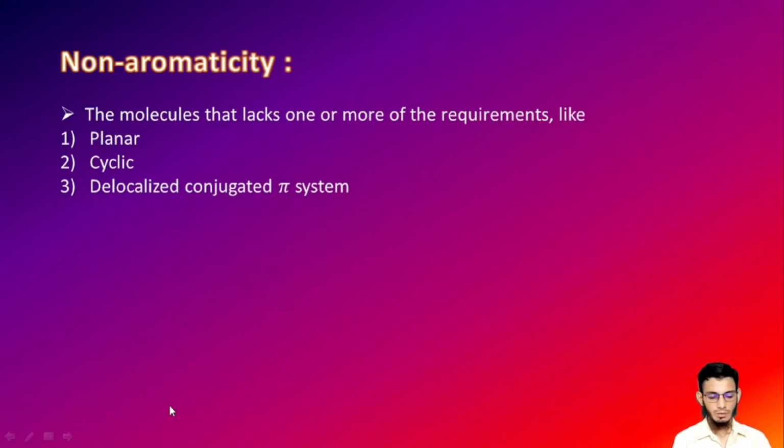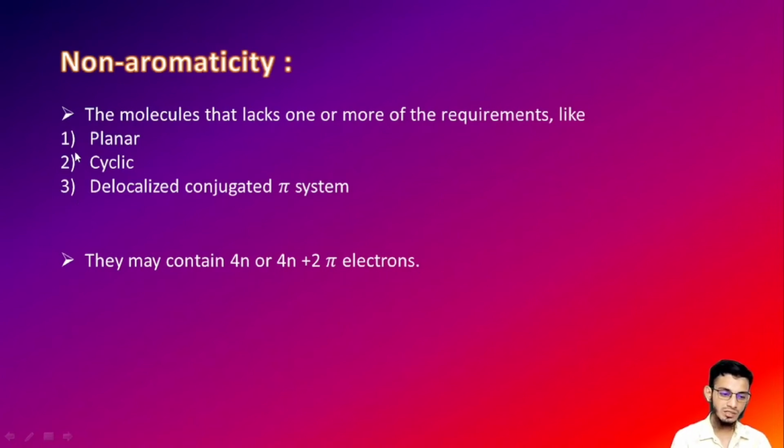Non-aromaticity. Remember one thing: if the molecule does not follow any of the rules, that is planar, cyclic, and a delocalized conjugated pi system, if the molecule cannot follow any one of the rules or all three rules, it will be a non-aromatic compound. Whether it has 4n plus 2 pi electrons or 4n pi electrons, we should not consider it. We should only consider that if the molecule cannot follow these three rules, it will be a non-aromatic compound. Remember this.